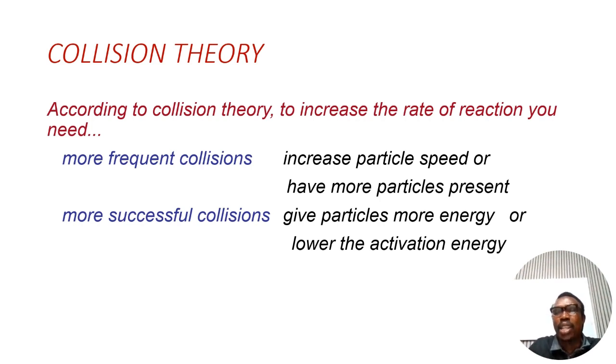It's the same thing with chemical reactions. Once there's a collision and the collision brings about a chemical reaction, we call it an effective collision. So the rate of reaction depends on the frequency of collision of the reactant particles. To increase the frequency of collision, you increase the particle speed, or you have more particles present, give the particles more energy, or lower the activation energy, so the reactant particles can collide to generate energy equal to or more than the activation energy. So that is the whole general idea of collision theory. It's as simple as A, B, C.